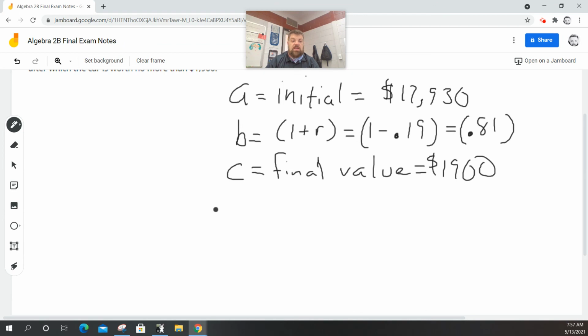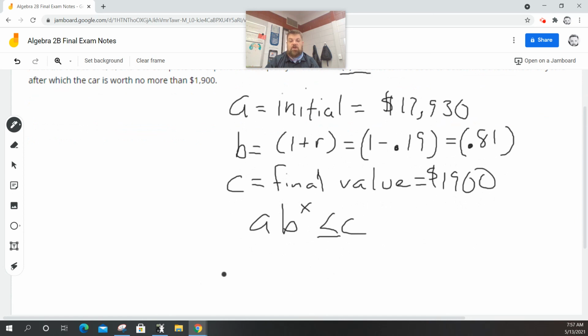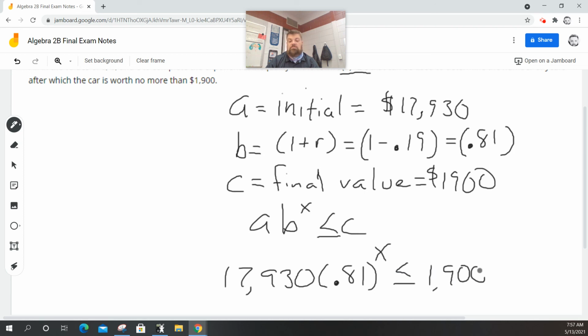So what I'm going to do, and they show you that right here, is say A times B to the X is less than or equal to C, no more than 1900. So I just write out 17,930 times 0.81 raised to the X is less than or equal to 1900. And that is it. That's the answer.